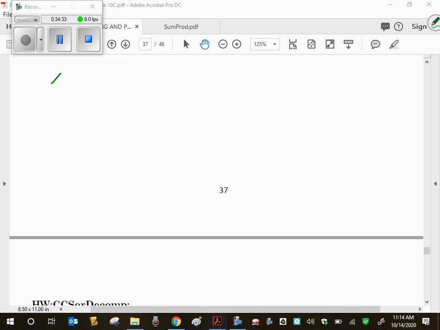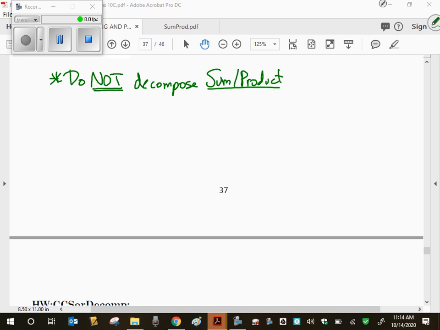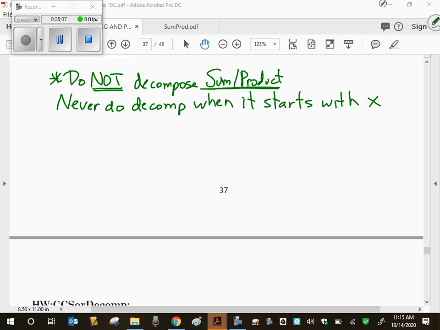And the heading is going to be, I already talked about it: do not do decomposition, sum product. Never do decomposition when it starts with x squared. Everyone write that down, please. Thank you.